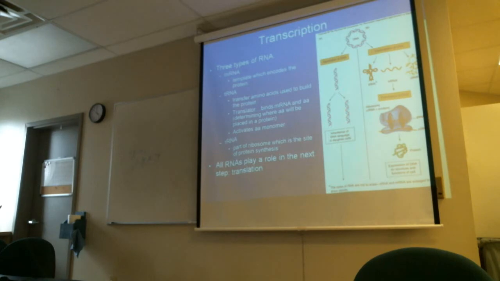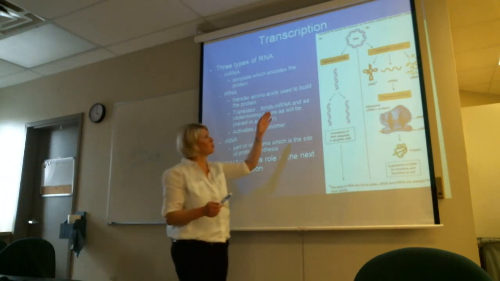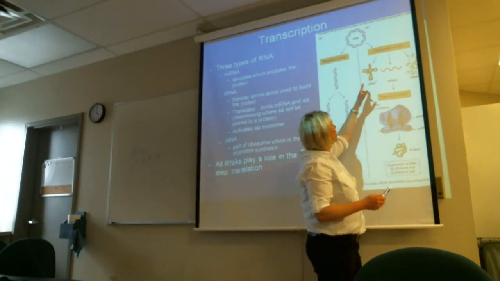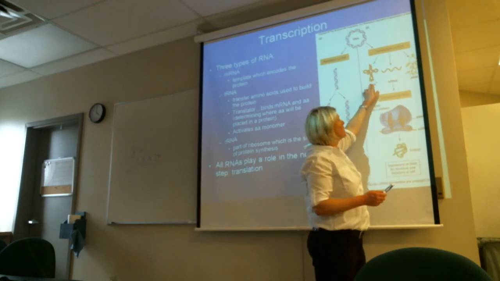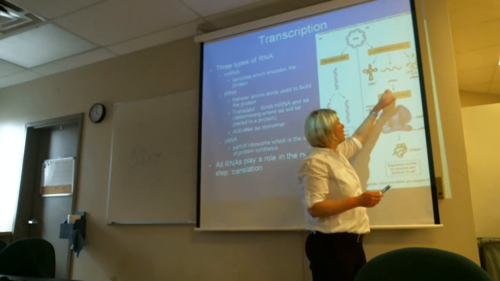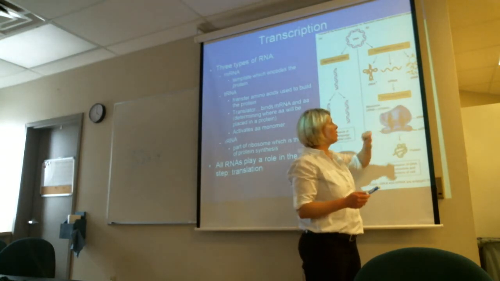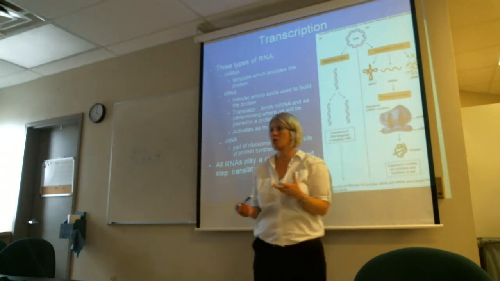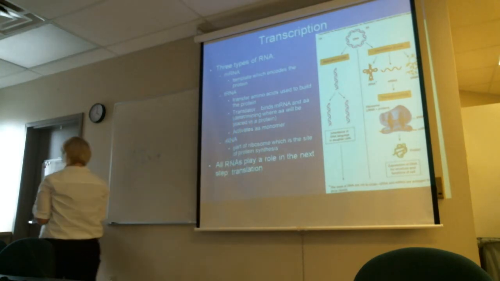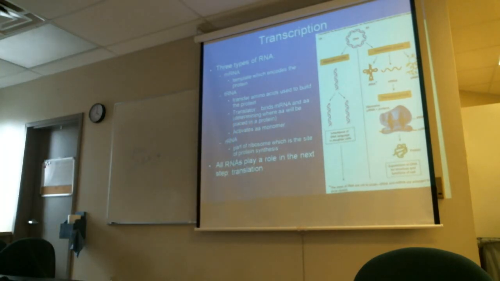Now when they draw these out, transfer RNA always looks like a T. There's an amino acid at one end, and an anticodon at the other end. Messenger RNA has codons all the way through it, and that ribosomal RNA is part of the ribosome itself. It looks like keys or something, like a big attached keychain.